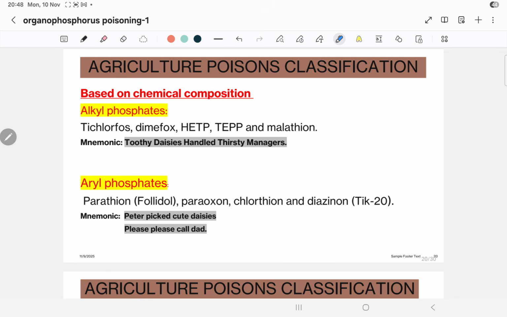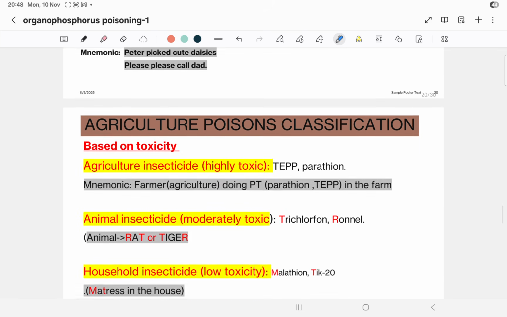But even if you can't remember all of these names, suppose you remembered there was something called toothy daisies. So you know two names, right? And there was something called thirsty managers. So you now know thirsty managers, you now know toothy daisies, so you are okay. So try to remember them, but if you can't remember them fully, even half is okay. You should know some names.